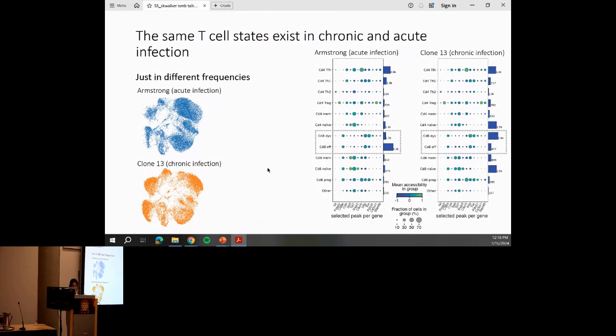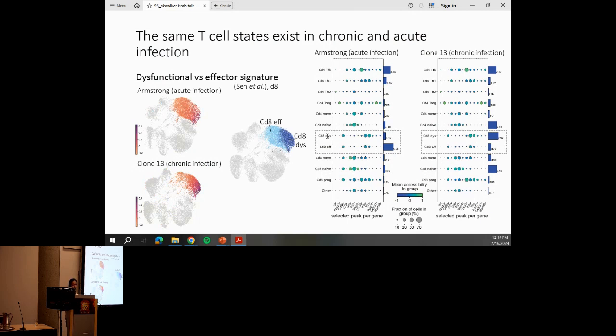And I'd like to particularly highlight these two cell states: the CD8 effector cells, which we see not only in acute infection as expected, but also in the chronic infection, and CD8 dysfunctional cells, which are very characteristic of the chronic infection, but also exist in the acute infection. And we can, again, use the epigenomic signatures that we created to show that the cells that I have labeled as CD8 dysfunction are indeed enriched for this dysfunctional score in both the acute and the chronic response.